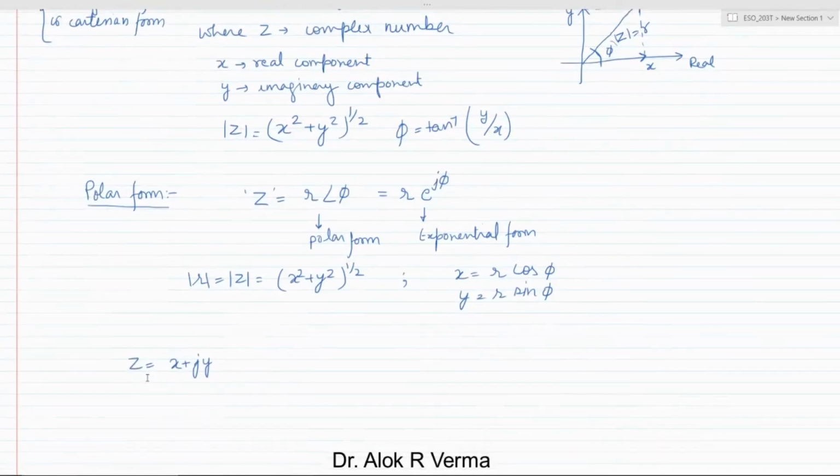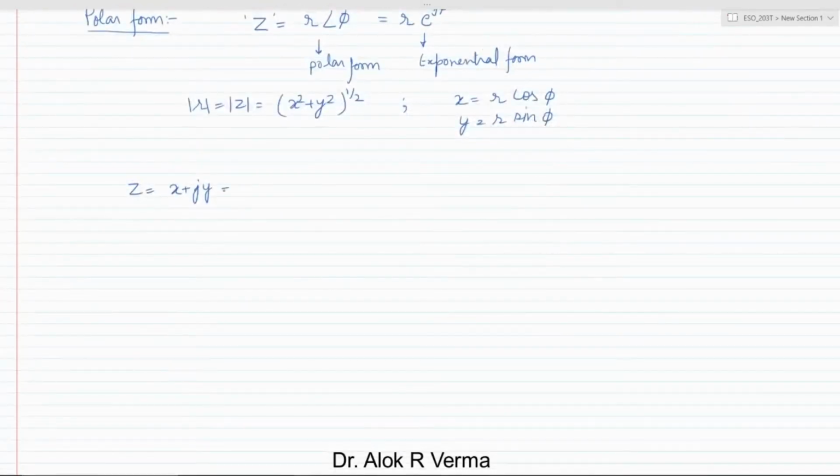So now this can be written as r cos phi plus j sin phi. So this is nothing but r cos phi is x, and r sin phi is y. So this is j. Okay.